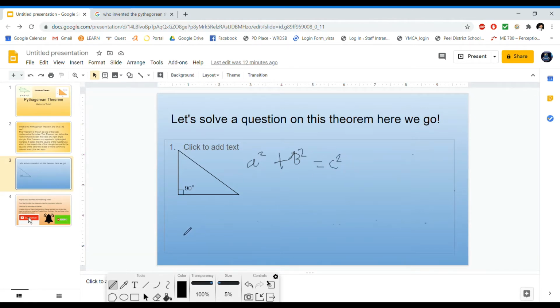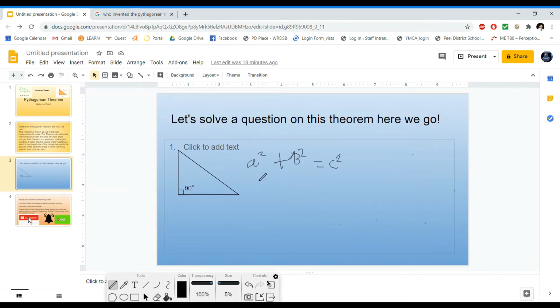In this triangle we can pick any two sides and write any numbers and find out the hypotenuse. Or if you don't want to find the hypotenuse and want to find any one side of the triangle, you just have to know the other two sides and give them numbers, and then you can find the side which you want.